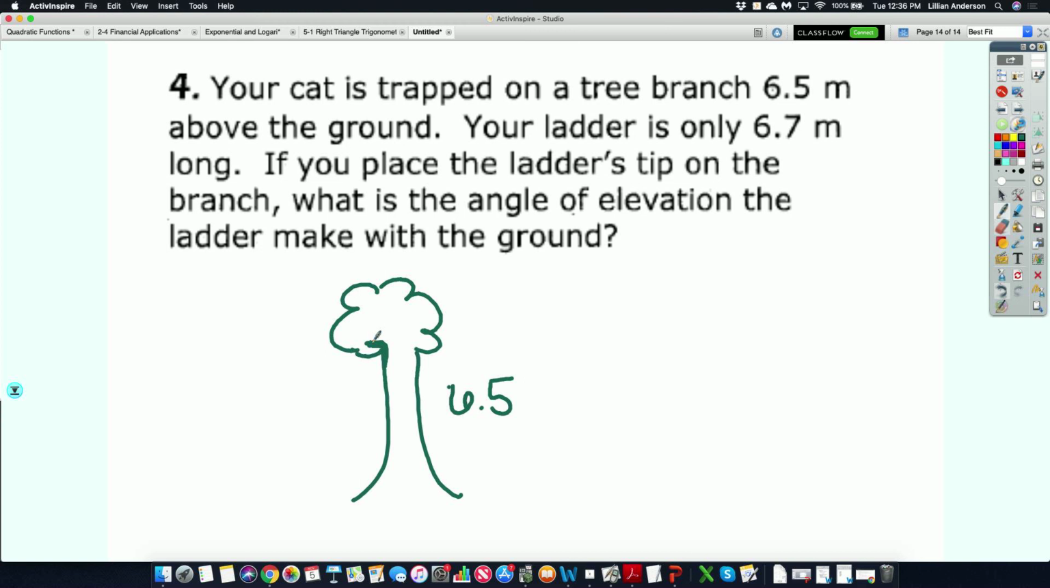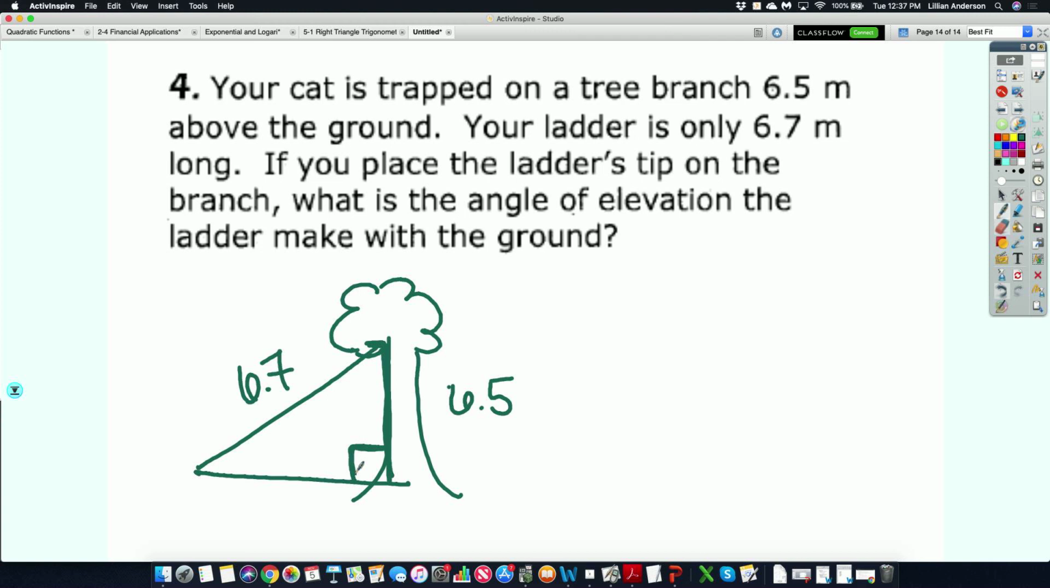Ladders, when you try to go up a tree, isn't the ladder going to be at an angle, slanted? Don't think you're going to climb a ladder vertically. You're going to fall backwards. The ladder is going to rest on that tree. How long is the ladder? 6.7. There's your right triangle. It's asking you for the angle of elevation the ladder makes with the ground.